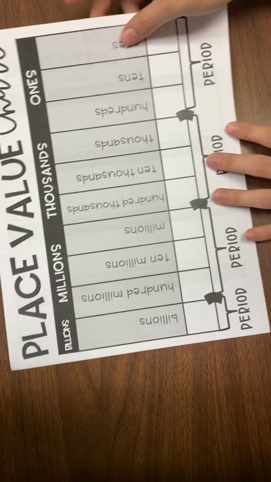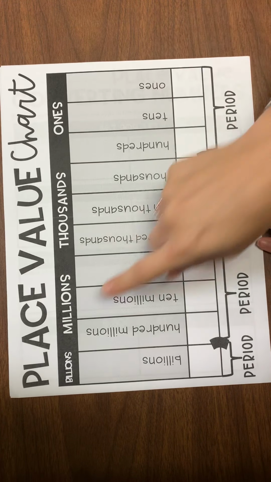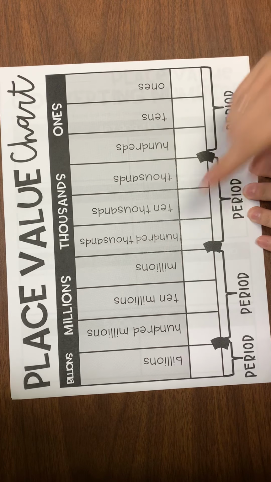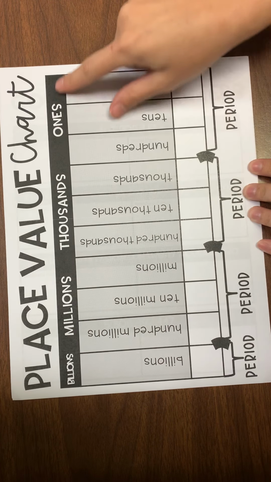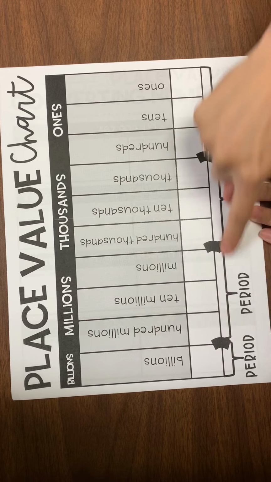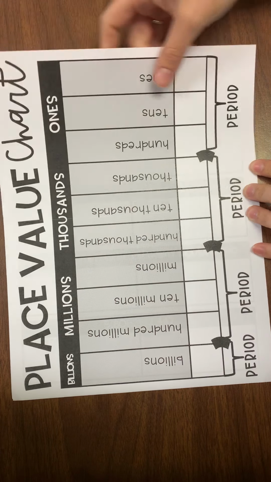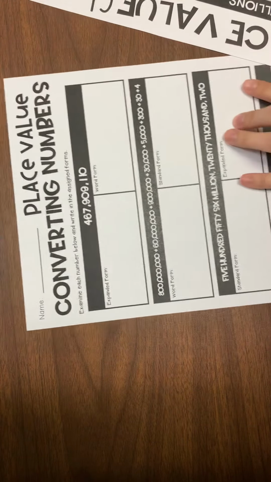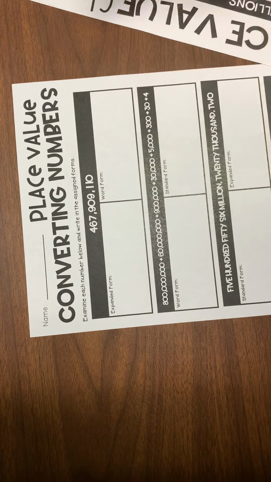Today we're going to be talking about place value and different forms of numbers. In your packet, you should have a chart that looks like this. This is a place value chart. It has billions, millions, thousands, ones, and everything labeled here. You should also have this page. It says place value converting numbers.